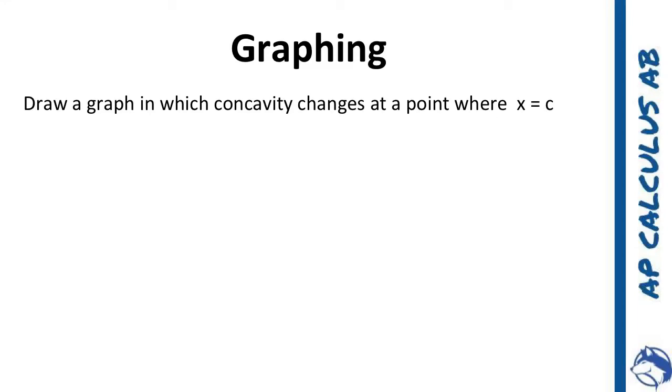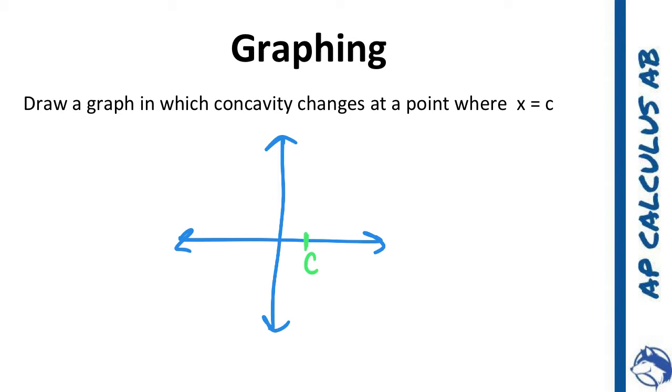All right, so now we're going to draw a graph where concavity changes at a certain point x equals c. So let's go ahead and do that. I'm going to draw my c right here. So I needed to change concavity right there. It's going to look something like this, and then it's going to go upward like that.